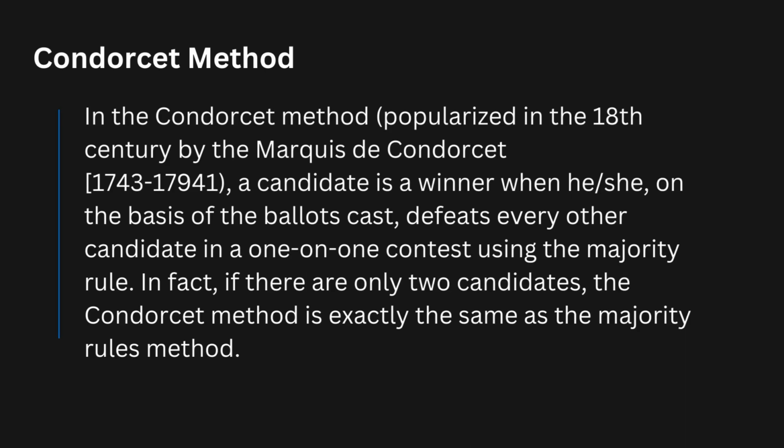Lastly, we have the Condorcet method. In the Condorcet method, popularized in the 18th century by the Marquis de Condorcet, a candidate is a winner when he or she, on the basis of the ballots cast, defeats every other candidate in one-on-one contests using the majority rule. In fact, if there are only 2 candidates, the Condorcet method is exactly the same as the majority rules method.